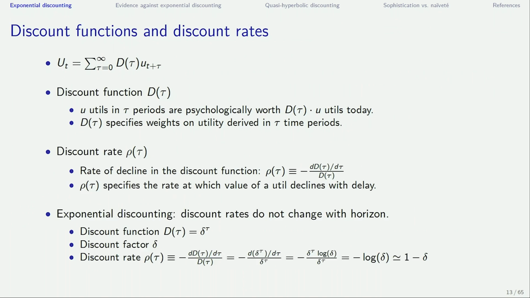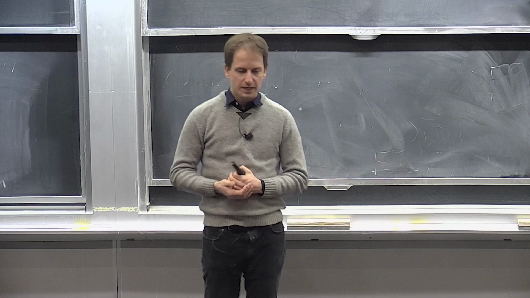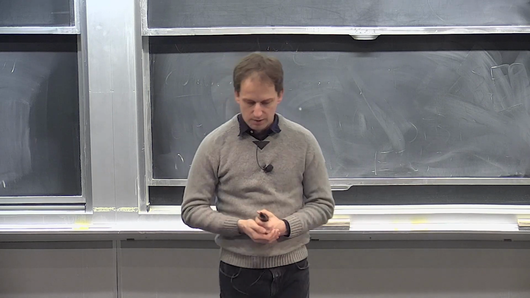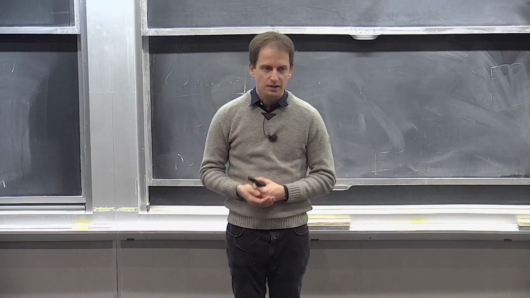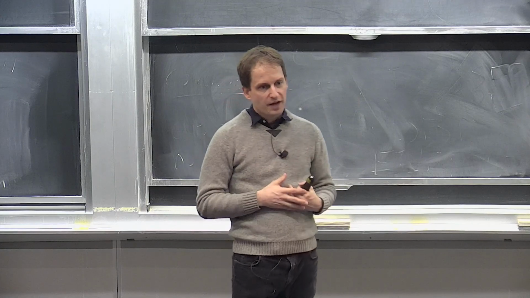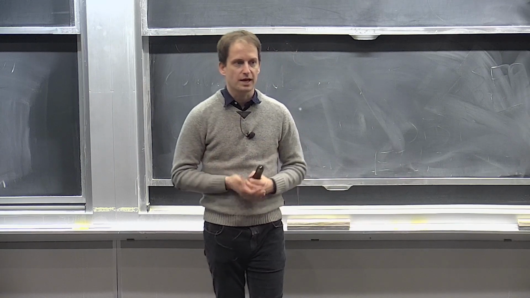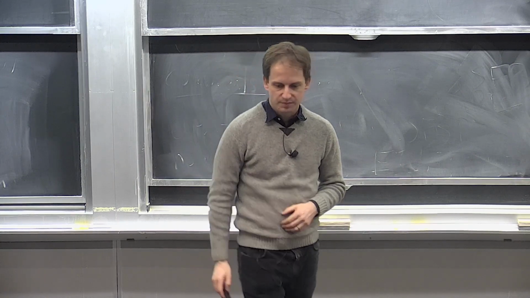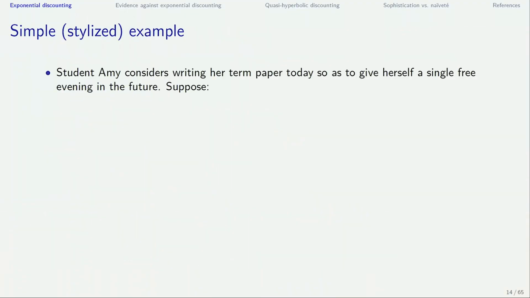And part of what it tells you is also that the discount rate is constant over time. You could do some math and calculate the discount rate. If you do that, you'll find that the discount rate is minus log delta, which is approximately 1 minus delta. That is to say, not only is the discount factor constant, but also the discount rate is constant. And that's an assumption made by Samuelson. So you can do that math, and we can also do some of that in recitation in case you have questions.